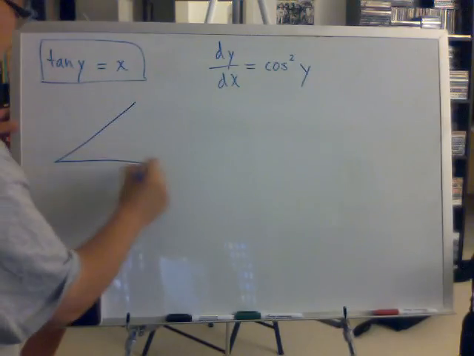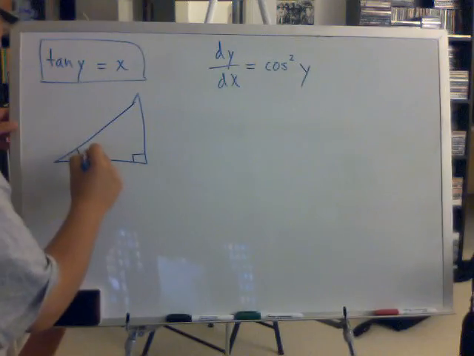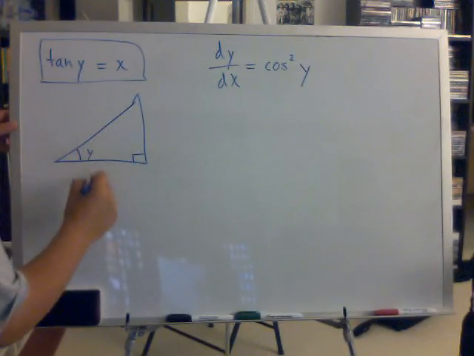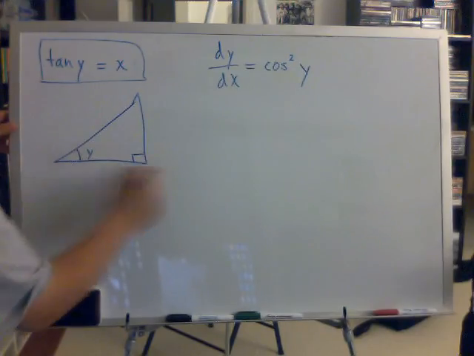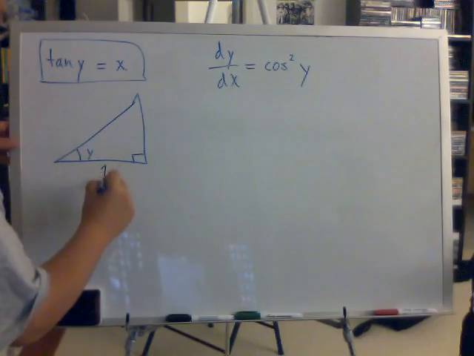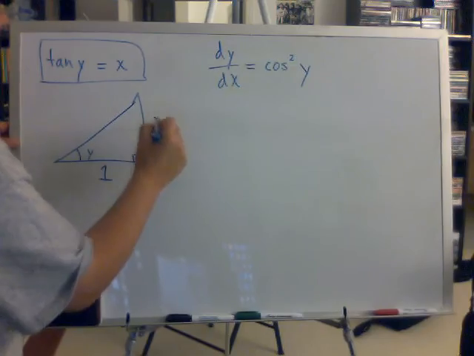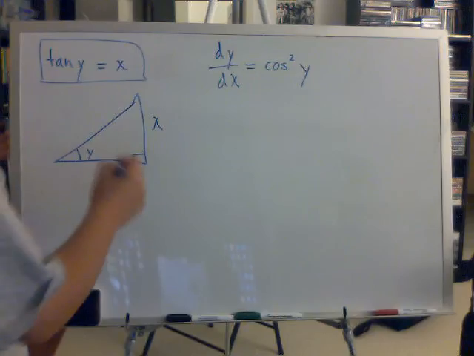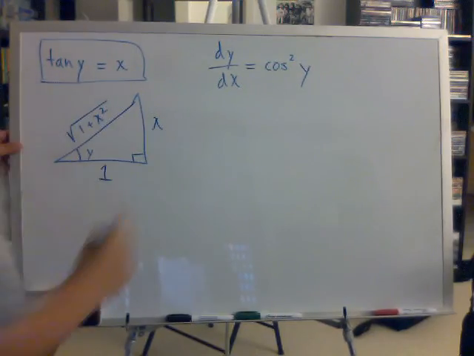So, let's draw our right triangle. We know this is the angle theta, where theta equals y right here. And tangent of this y is the height divided by the base, which equals x. So let's say the base is 1, then the height is x. So what is the hypotenuse? Well, we apply the Pythagorean theorem, and we get the square root of 1 plus x squared.